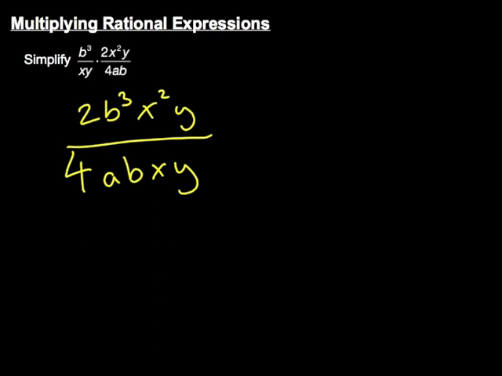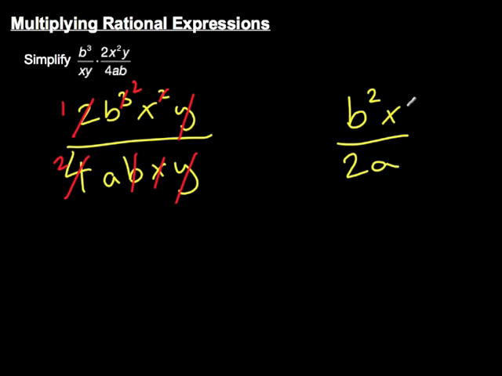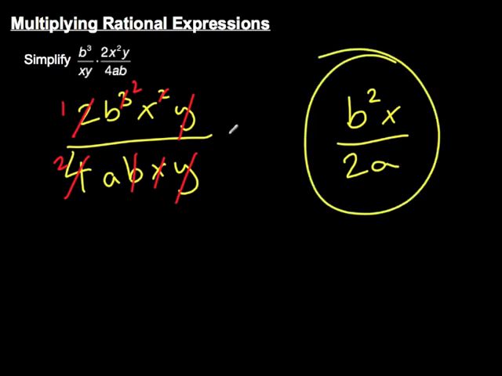Since there's no addition or subtraction, we're going to look to cancel. The 2 and the 4 will simplify to 1 over 2. A is just going to remain in the denominator. B cubed over b means I'm left with b squared in the numerator. X squared over x, I'm left with x in the numerator. And the y cancels out with the y. So I'm left with 1 b squared x in the numerator and 2a in the denominator. There's my fully simplified expression.